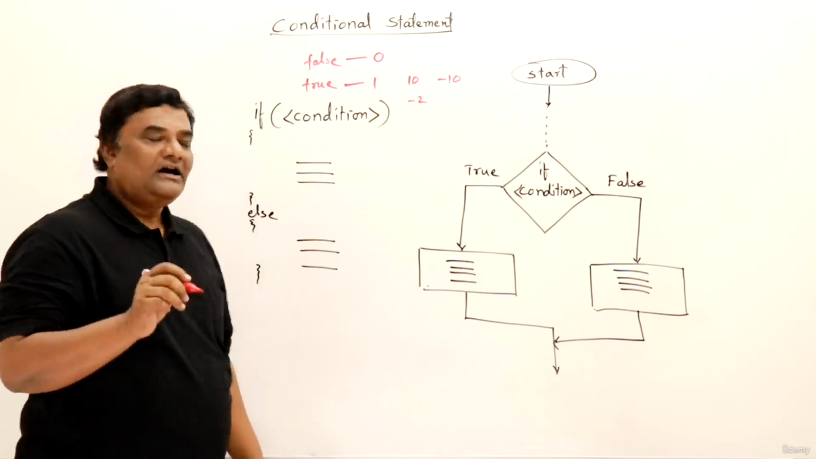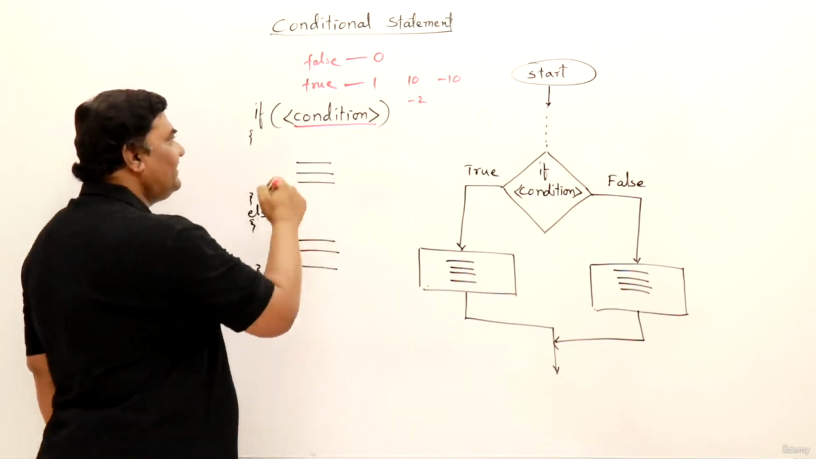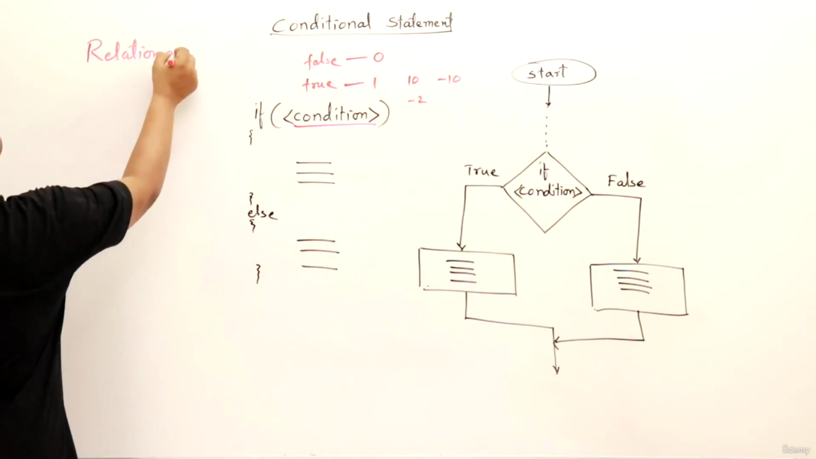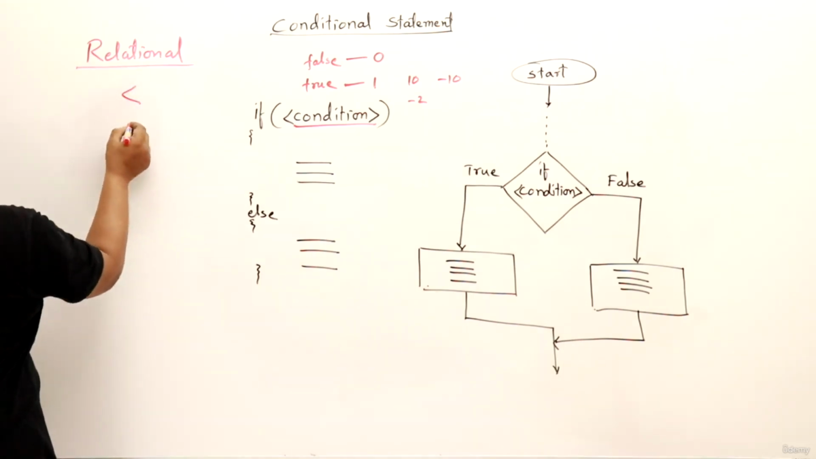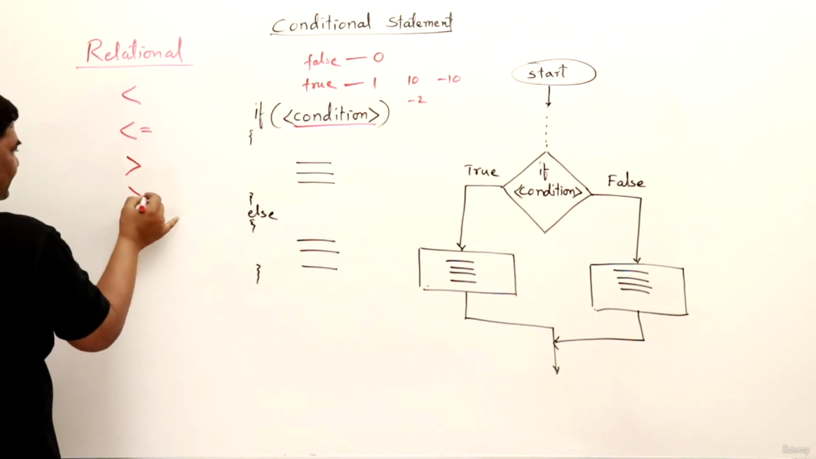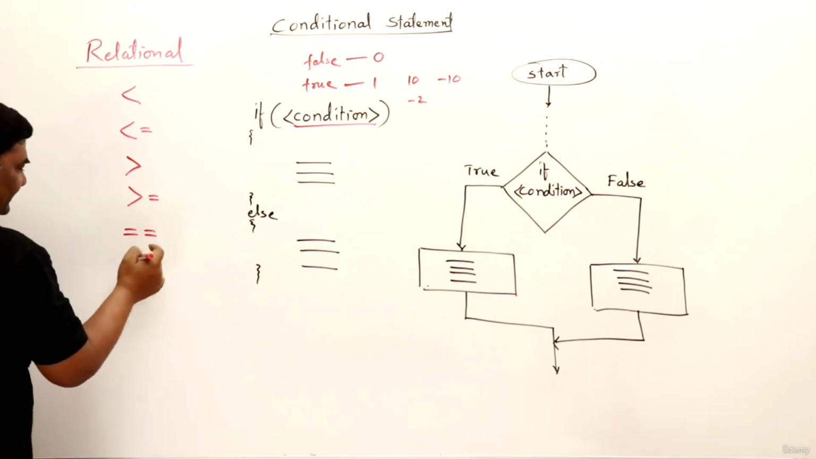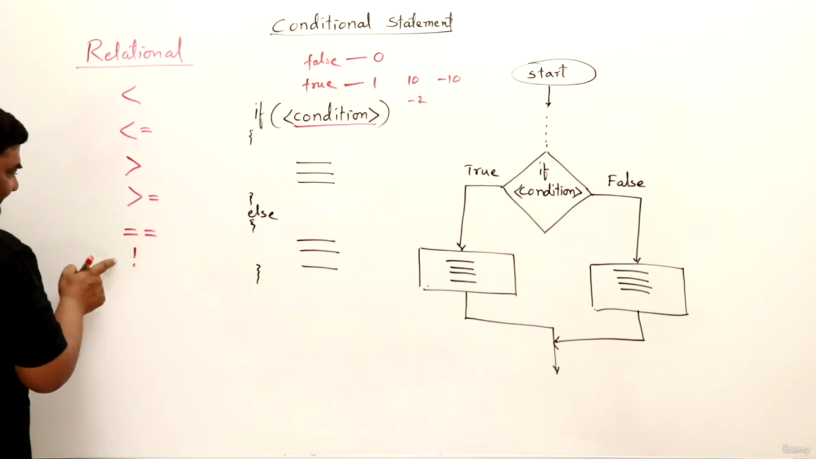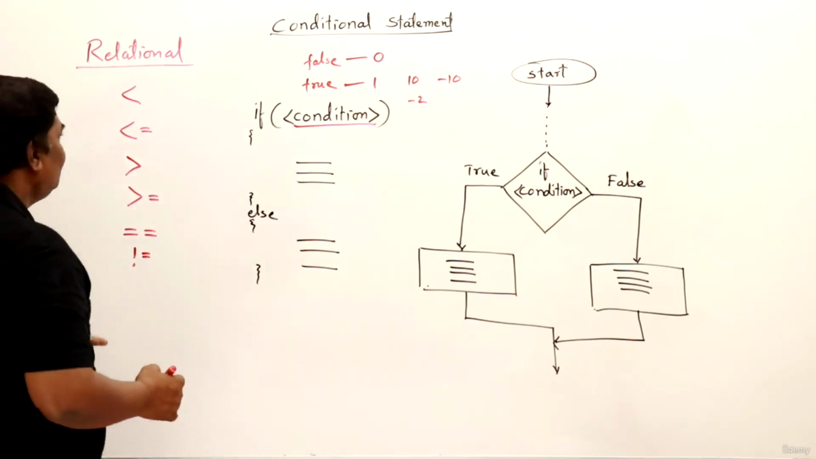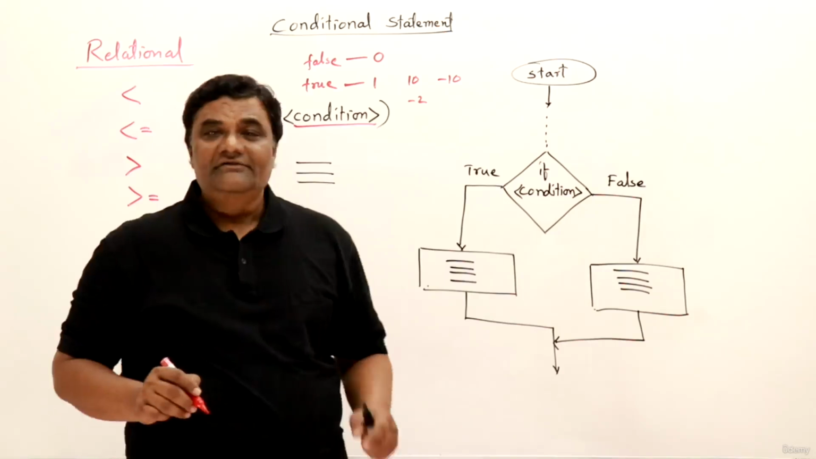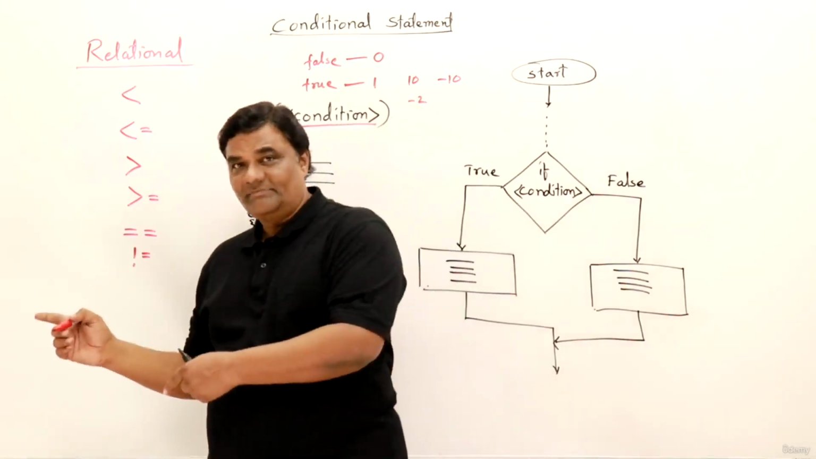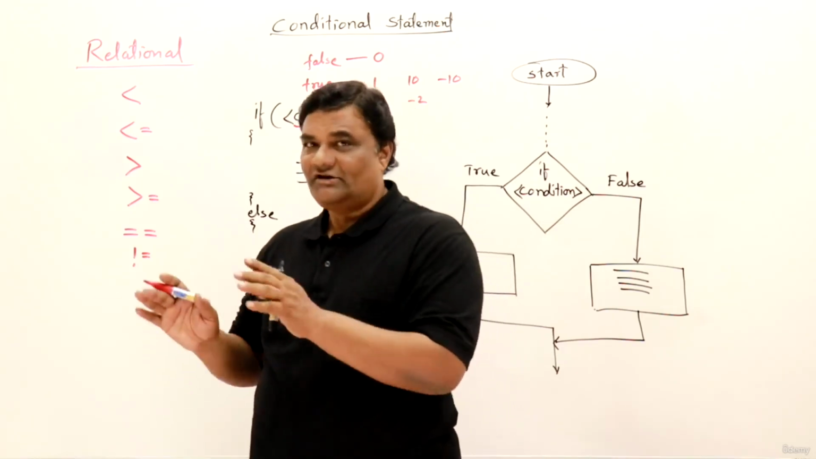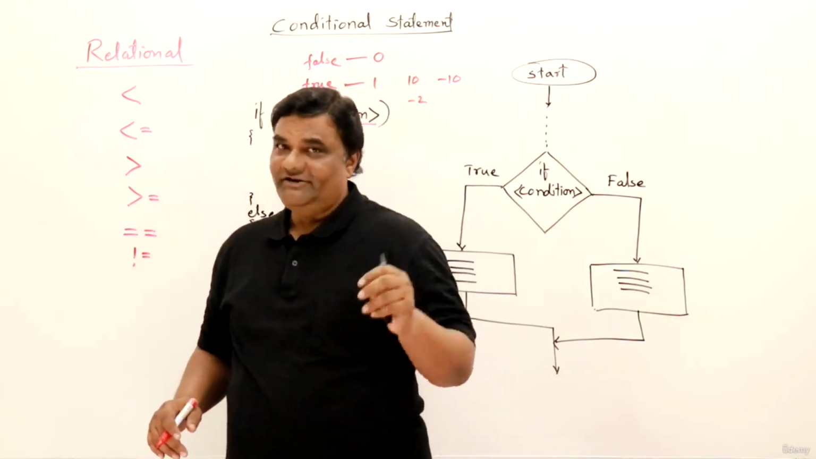Now we will learn how to write this condition. Conditions are written using relational operators. So what are relational operators? Less than, less than or equal to, greater than, greater than or equal to, equal to. For equal to, we have this symbol, the double equals sign. And not equal to is exclamation mark followed by equals. These are relational operators. We write conditional statements using relational operators and also logical operators. I will not show logical operators now; I will cover them in another video.